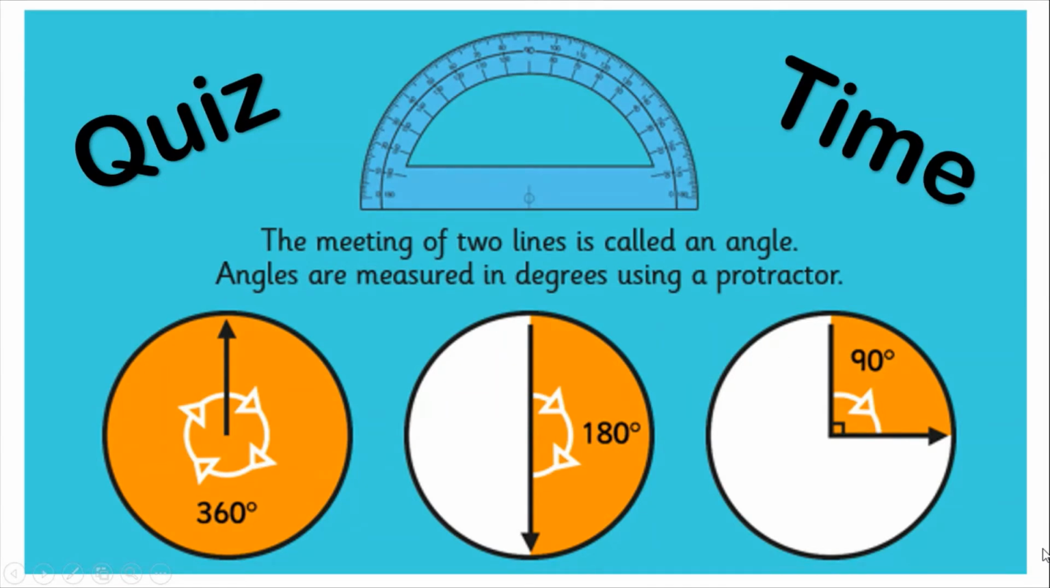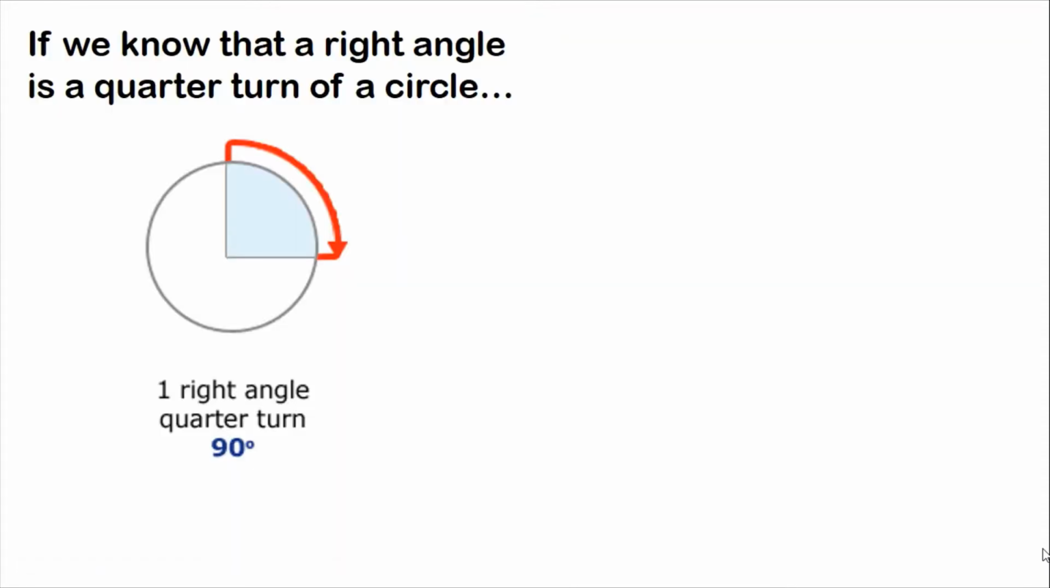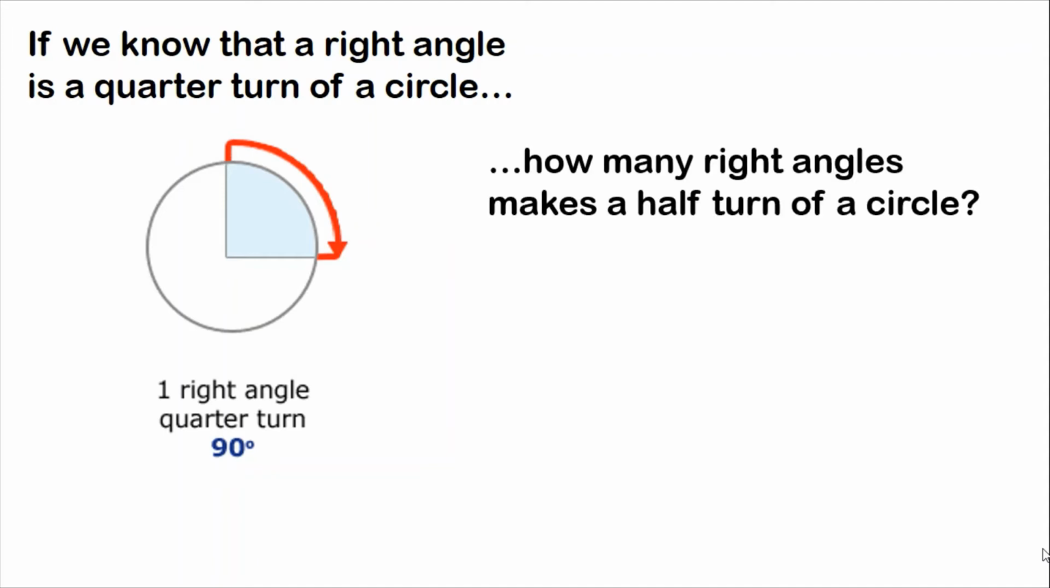So I'm going to test you now and give you a little bit of a quiz, and we'll see what your knowledge of angles and turns is like. So if we know that a right angle is a quarter turn of a circle, as you can see from the picture, how many right angles makes a half turn of a circle? Have a think about it. I'm going to just count to 5 before I carry on.